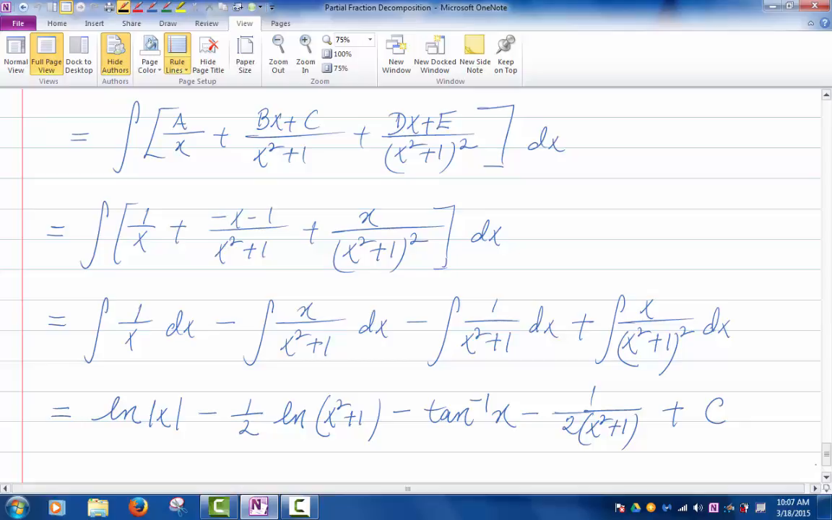What is this? This is the derivative of inverse tangent. So this is the inverse tangent here. Once again, what do you do here? You take u to be the denominator. Then you're going to end up with 1 over u, right? Half du. This is going to end up with half ln of x squared plus 1. This thing here is going to end up with negative half, x squared plus 1 in the denominator, plus C.